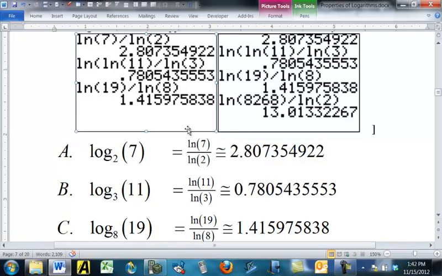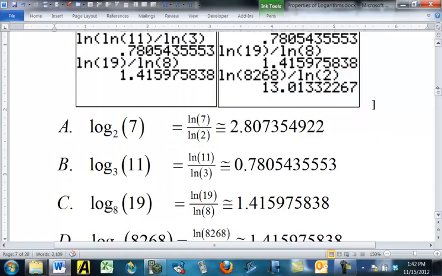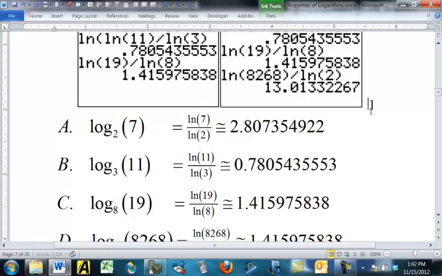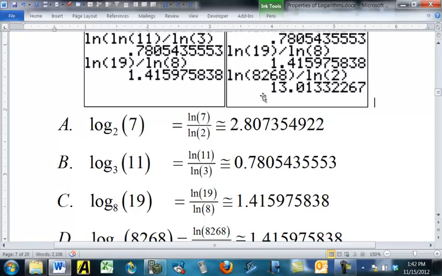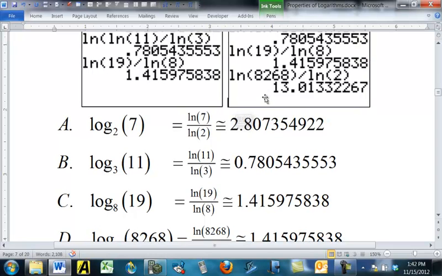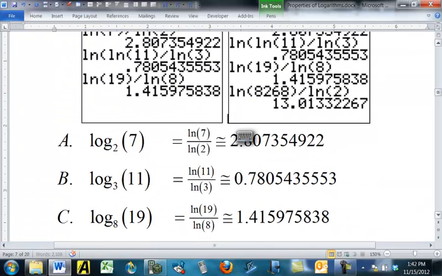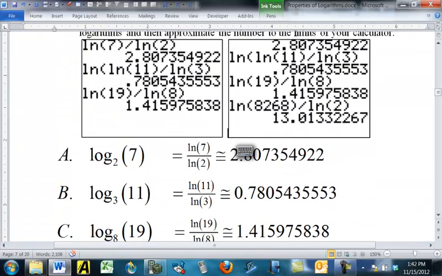So here you see the calculator worked out. Here's the calculator part. So here you see ln of 7 over ln of 2 is 2.807, etc. Log base 3 of 11, ln of 11 over ln of 3. You can see, whoa, that one's a typo. I must have hit ln twice.